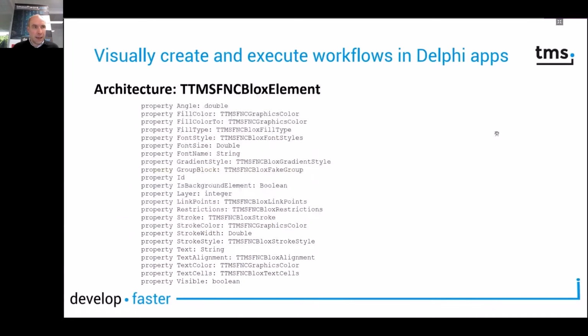This here is an overview of the properties that are available in the abstract FNC blocks element class. So you can notice here the angle of rotation, for example, the fill colors and fill type, the font for the text that is within a blocks element. There is different types of gradients. It can belong to a group or not. We'll cover that in a moment. There's also the notion of background elements, multiple layers that you can assign an element to. Link points are also important.